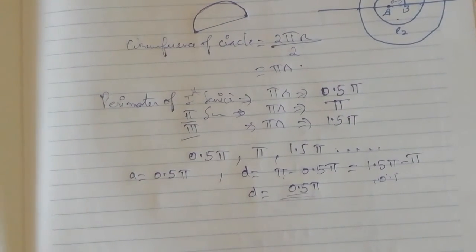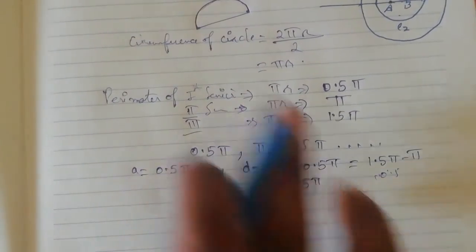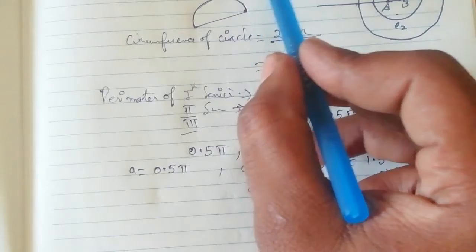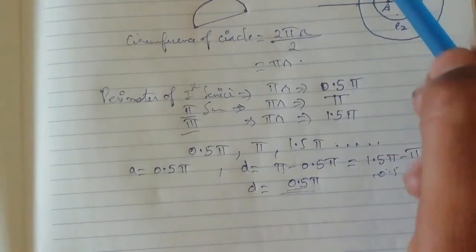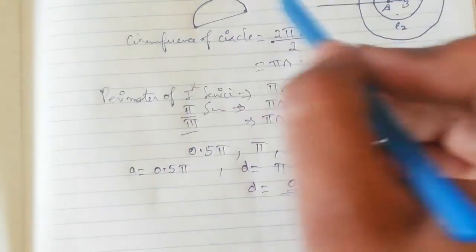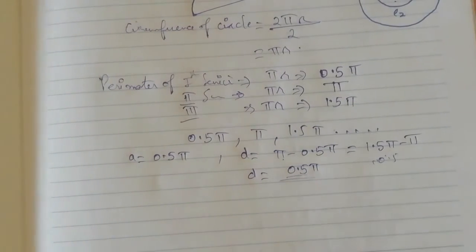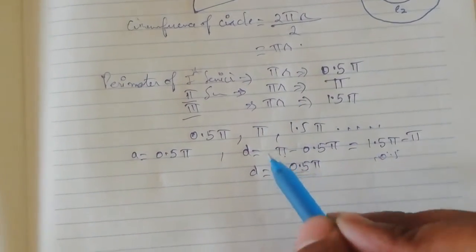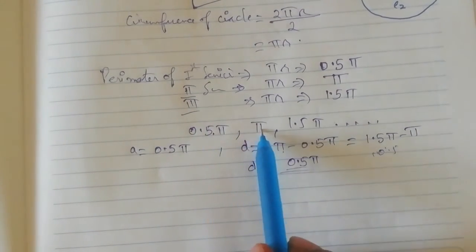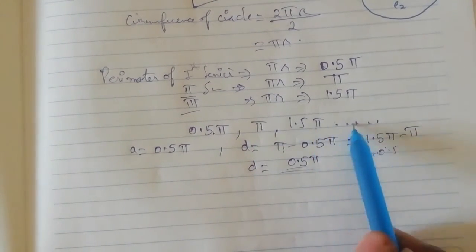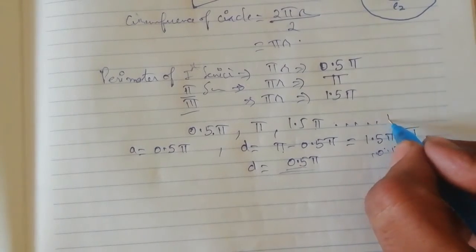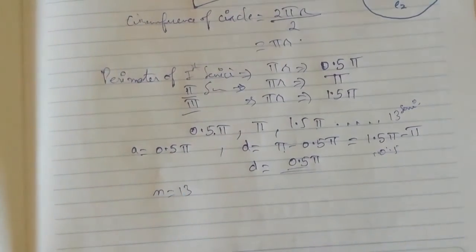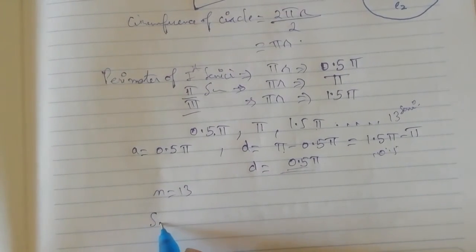Now what we have to find is the total length of such a spiral made up of 13 consecutive semicircles. Now we have 13 semicircles, which means how many terms are there? This is the first semicircle, this is the second, this is the third. It is continuously going up to 13 semicircles. So we have n equal to 13. Now we have to find the sum of 13 terms.